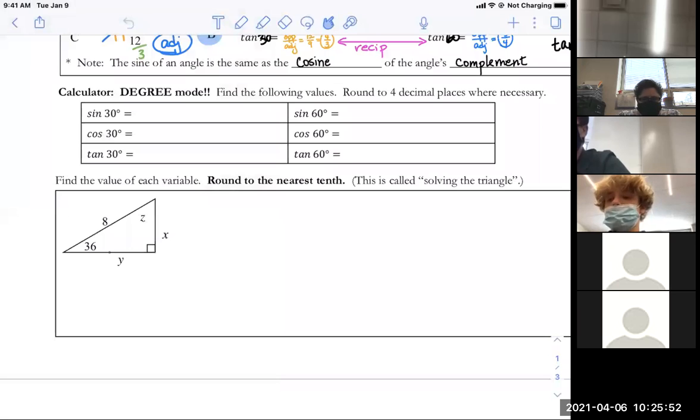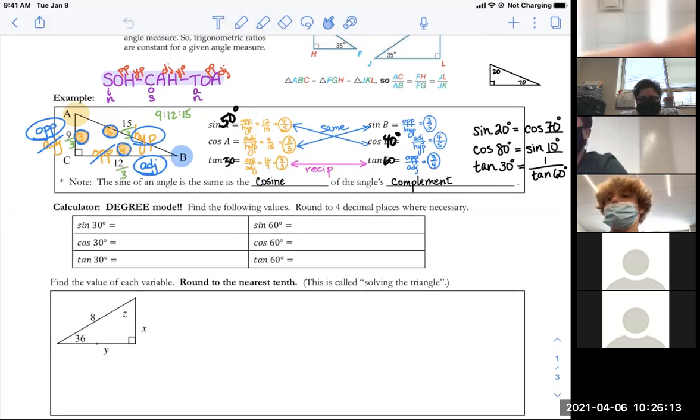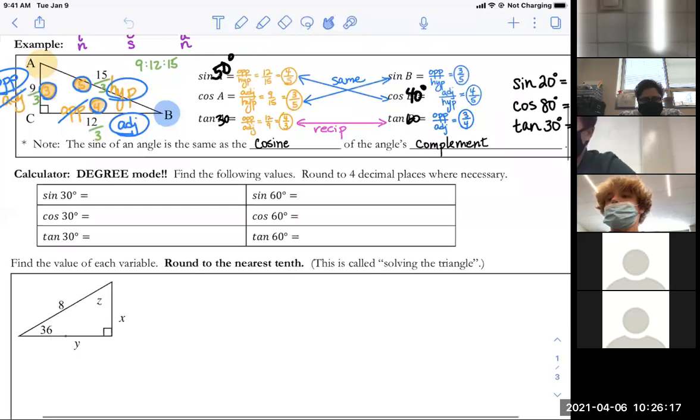Okay, calculator. So remember that sine, cosine, tangent are just ratios of sides. In any right triangle, when you have fixed acute angle measures, the ratio of the opposite to the hypotenuse will always be the same, or the opposite to the adjacent will always be the same. Your calculator has been programmed to be able to figure out those ratios.